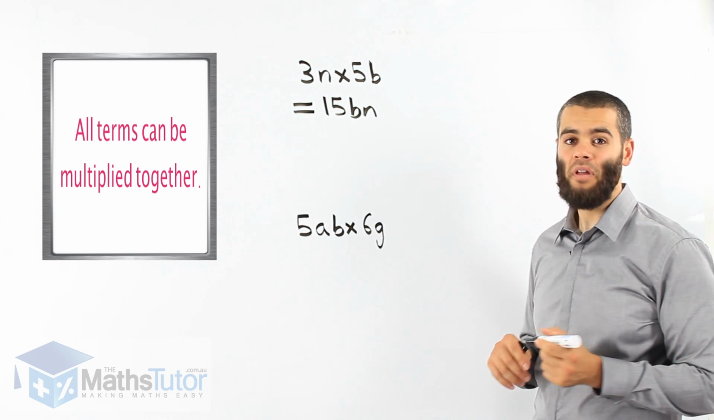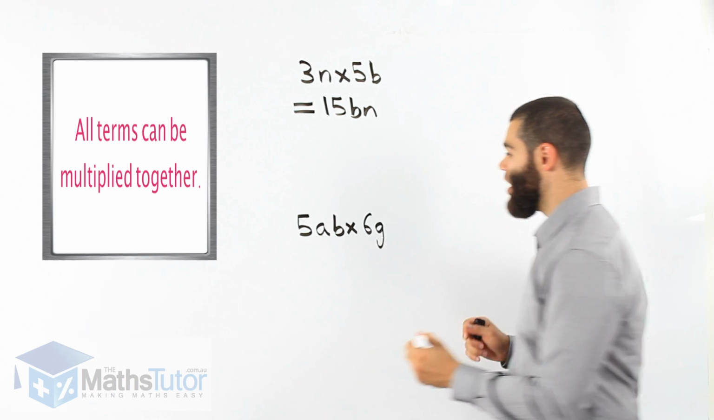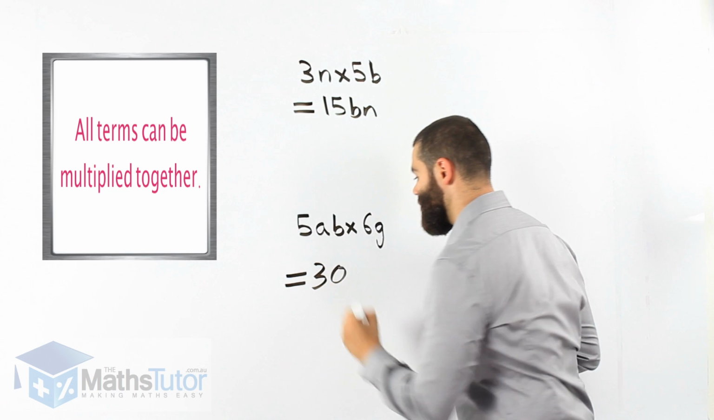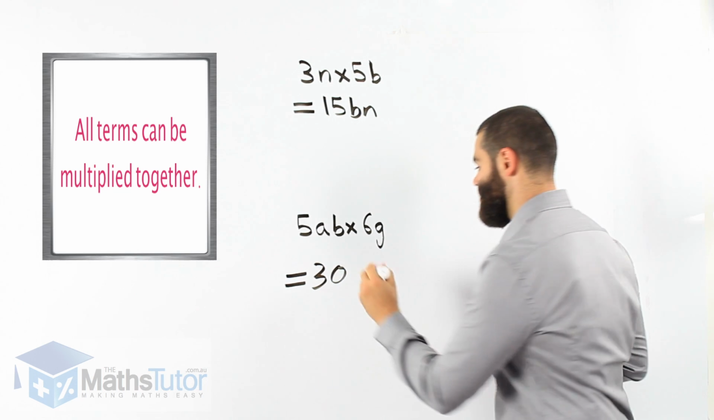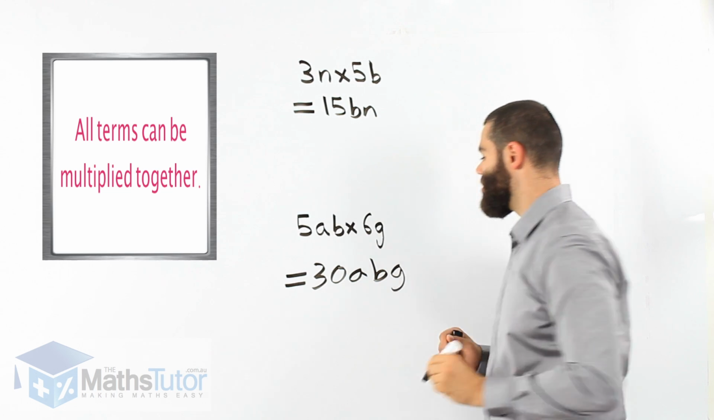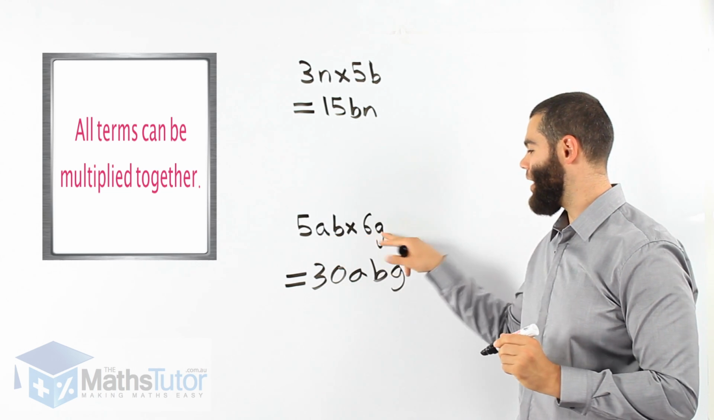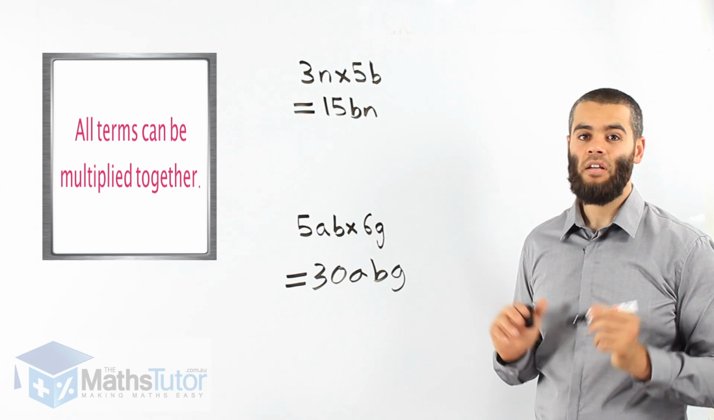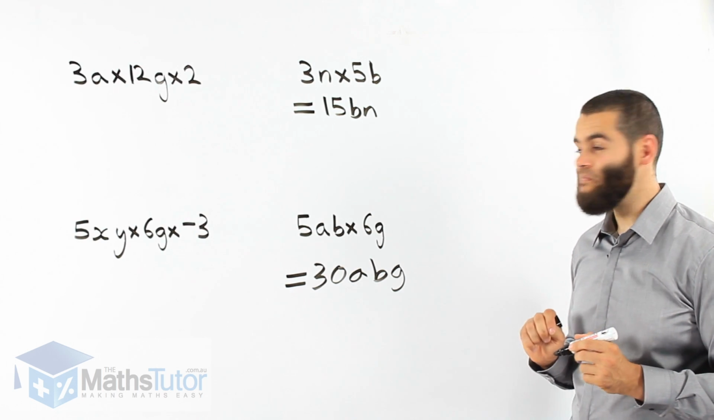Here, 5ab times 6g. Again, we just multiply the numbers. 5 times 6, 30. And we don't forget a, b, g are our pronumerals, a, b, and g. So 5 times 6, 30abg. Now, let's do another two more.